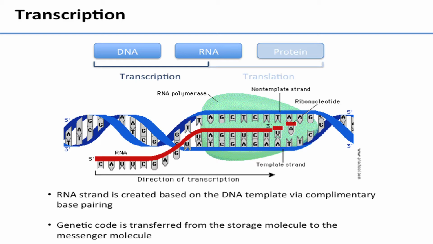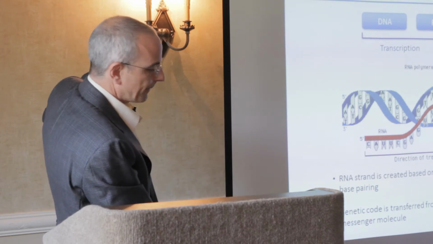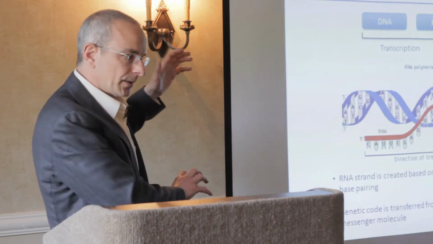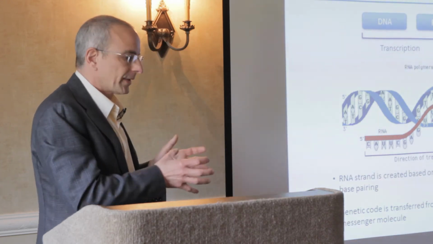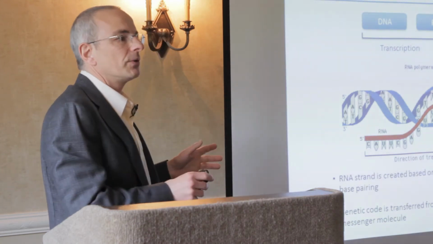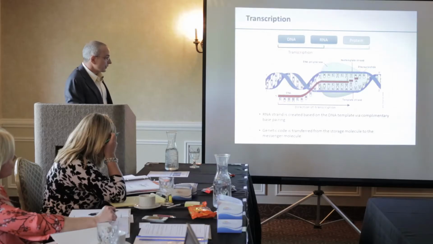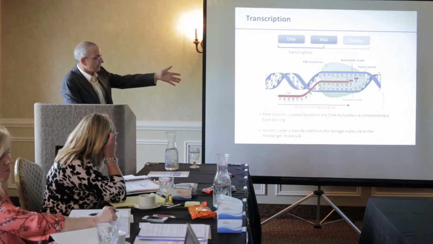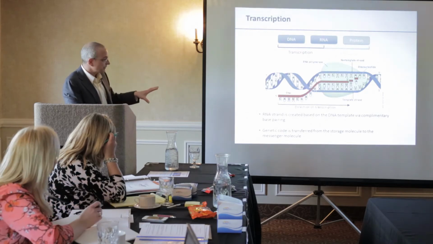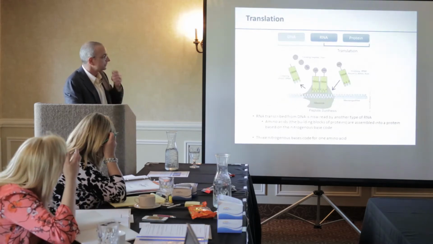For transcription, it uses the bottom strand, where it doesn't have to spool it out, copy it and spool it out. It just literally opens up the DNA, and the polymerase sits onto the promoter, an area that it recognizes at the beginning, and just charges straight down at thousands of nucleotides per second, which is almost equivalent to what the Ion Torrent is doing as well. So the RNA strand is created based on the DNA template via complementary base pairing, and then the genetic code transfers over to the RNA, and then it's ready to move to the next level.